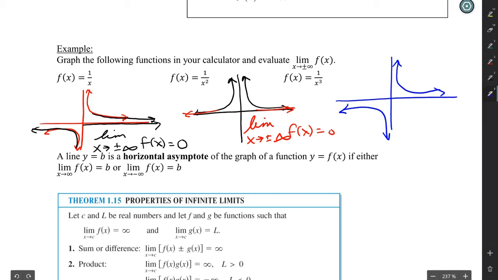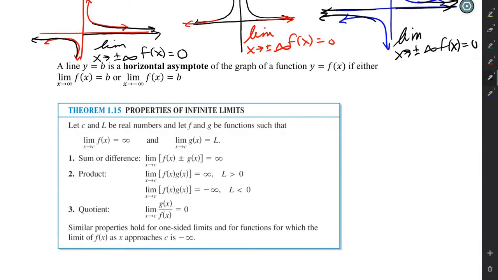So it has the same limits as x approaches infinity and negative infinity. As I'm going to the left or the right, the graph is getting closer and closer to 0. So the limit as x approaches positive or negative infinity of f of x equals 0.